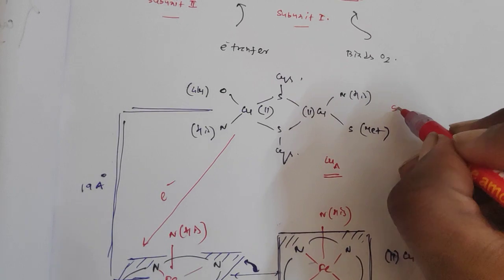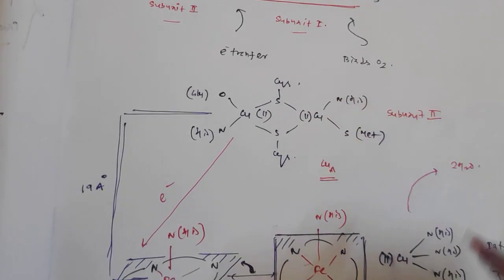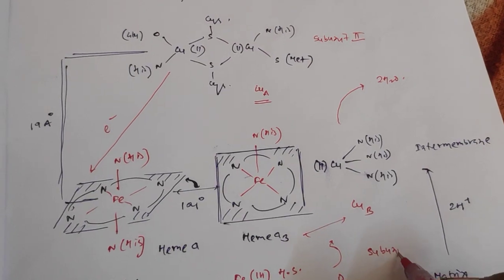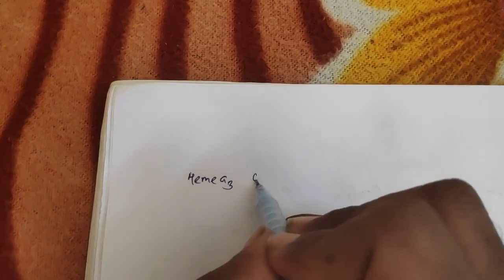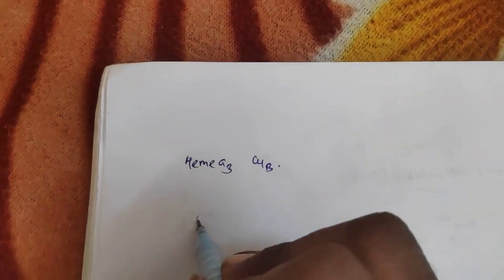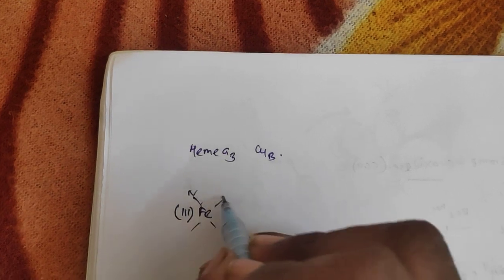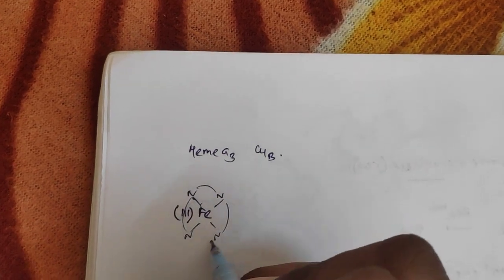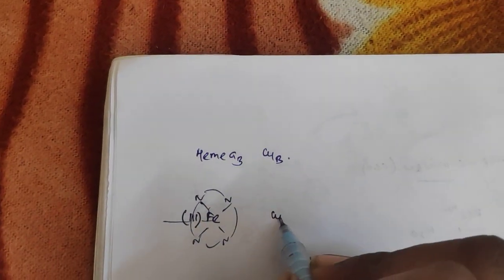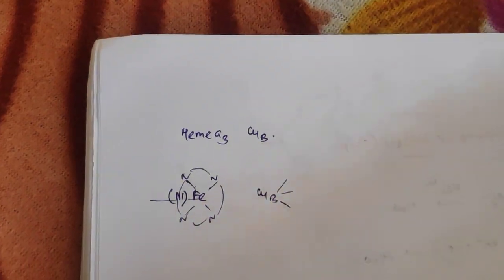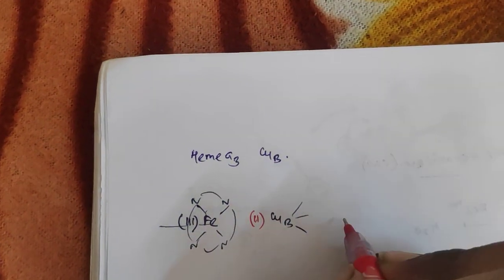So this copper A is subunit 2, and the whole part, this part, is subunit 1. So now let's understand what is going on in that copper B heme A3. So in heme A3, iron is present as iron 3 along with that porphyrin complex, like this, and 1 N-histidine, and copper B with 3 N-histidine. So iron is present in iron 3 and copper is present in copper 2 oxidation state.